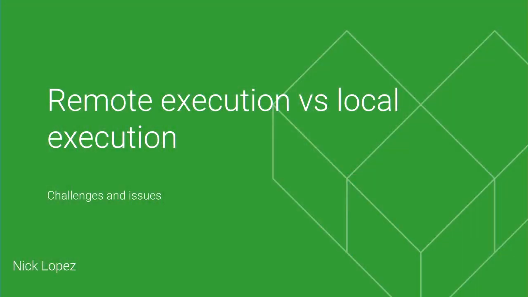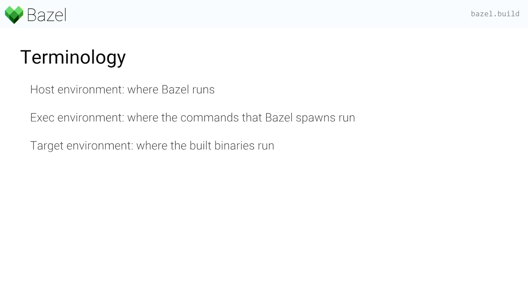So this talk is just about focusing on what is different between remote execution and local execution. We're going to be going over some of the main challenges that we have faced ourselves and we see our customers currently face when they're trying to get their local build to work with remote execution. OK, before we dive into the main topics, I wanted to get some terminology out of the way.